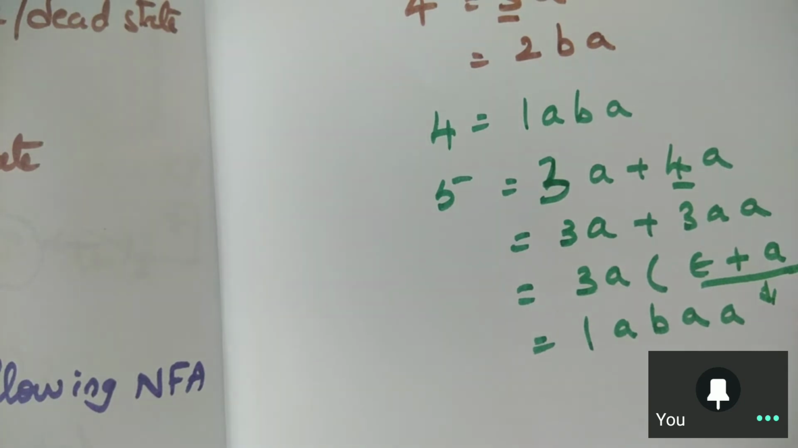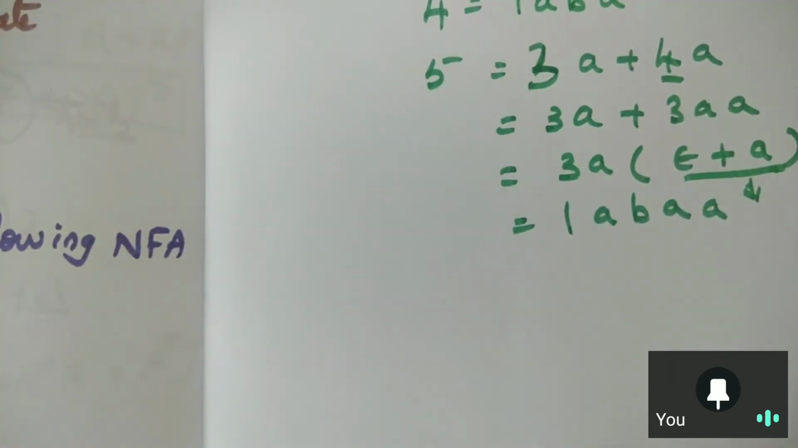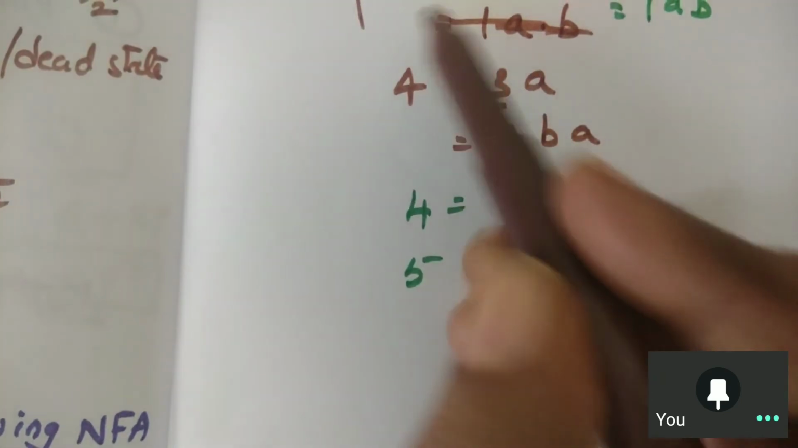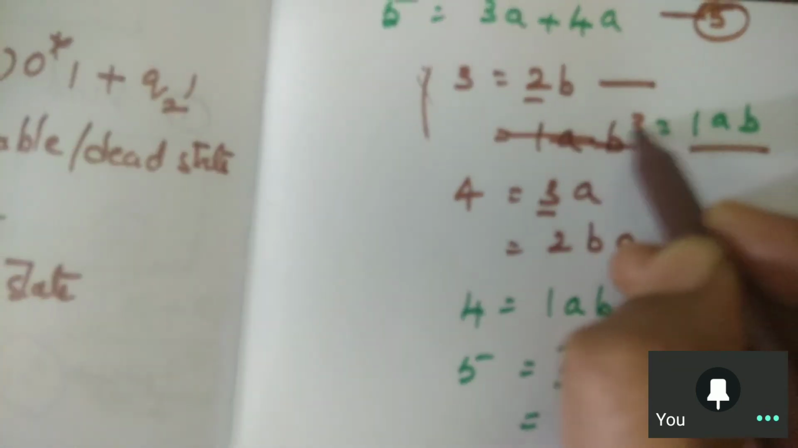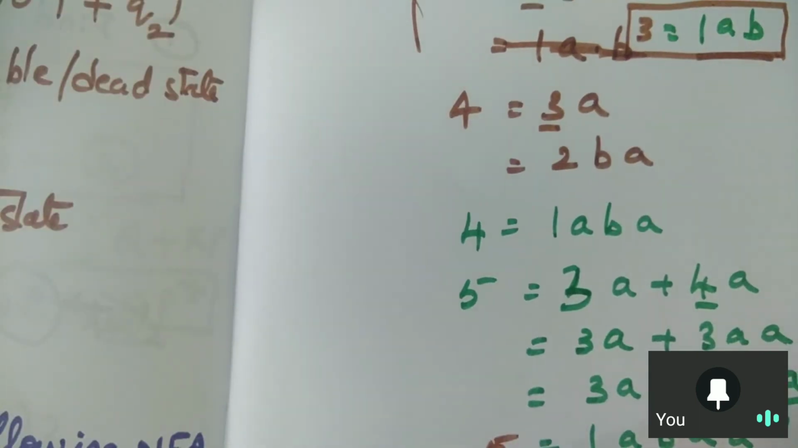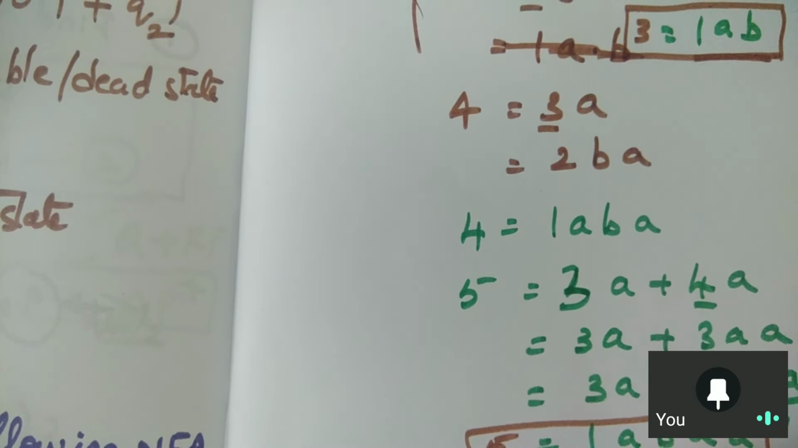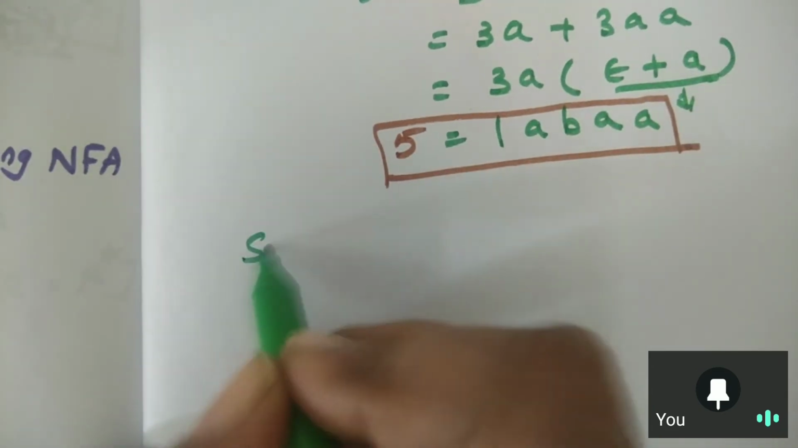So now let us solve for equation 1. Let us substitute these values in equation 1. For 3, I have this value. The value of 3 is 1ab. This is one value I got, and another value I got is for 5. So this is the other value. So now let us substitute these values in equation 1.